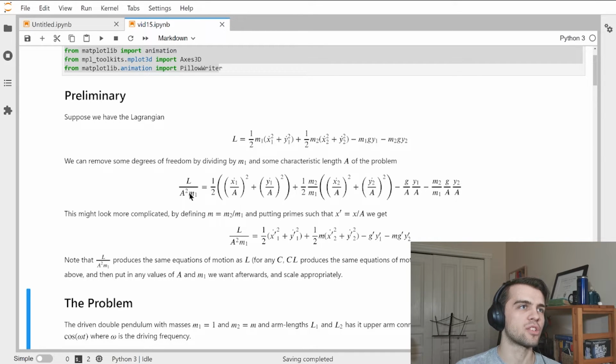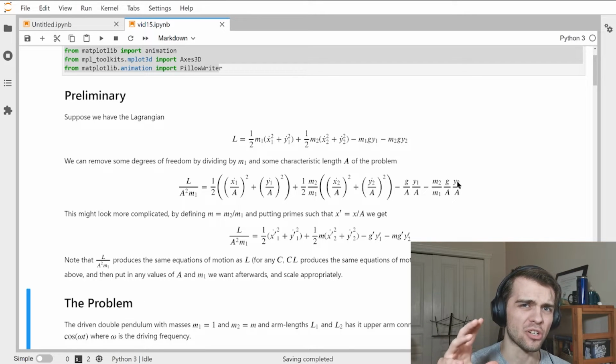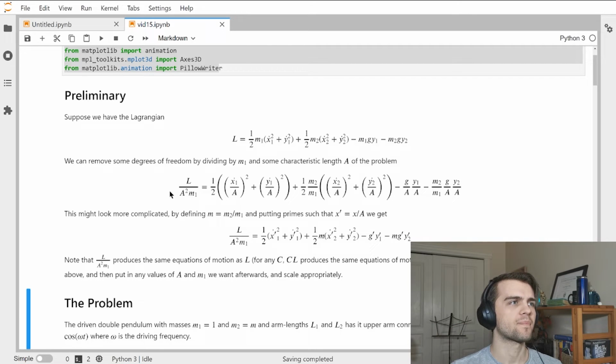And so this is a new quantity, and if I put that on the right hand side as well, I have x1 dot divided by a squared plus y1 dot divided by a squared. I'm also dividing by m1, so you don't see an m1 here, but I have the ratio of masses here, and everything is divided by a. And you might think, this looks a lot messier. Why would I ever want to do that?